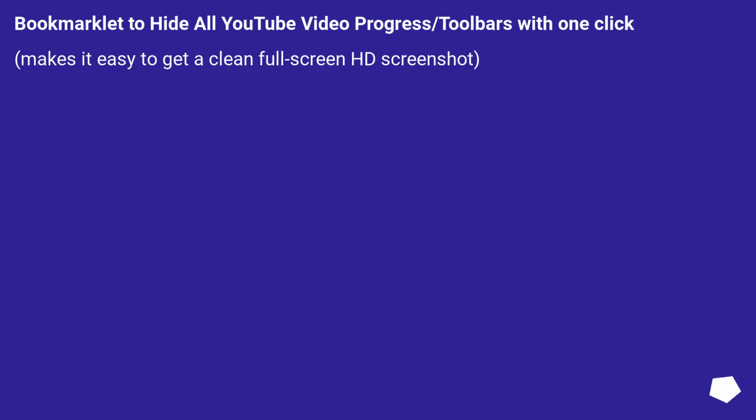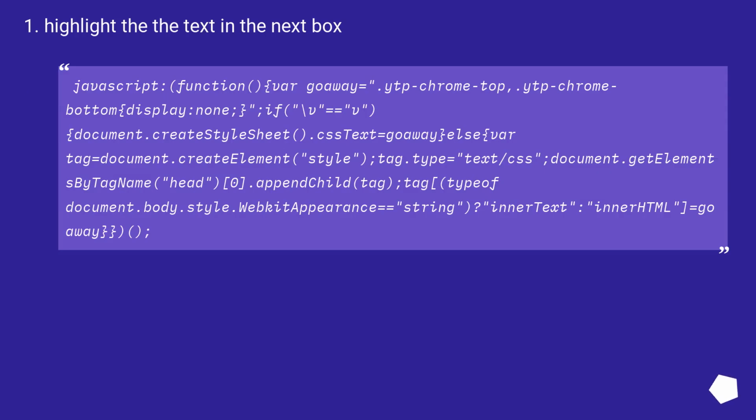Bookmarklet to hide all YouTube video progress / toolbars with one click. Makes it easy to get a clean full screen HD screenshot. To add the bookmarklet, highlight the text in the next box.